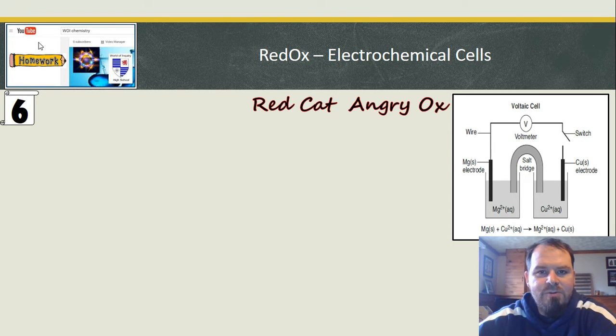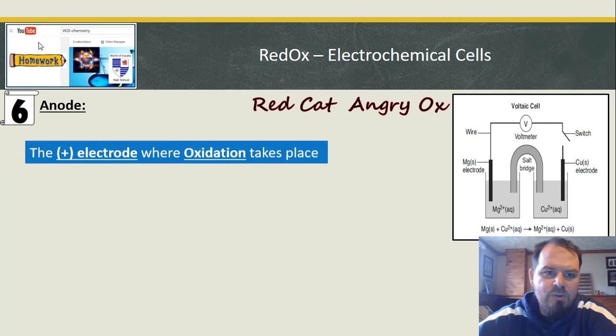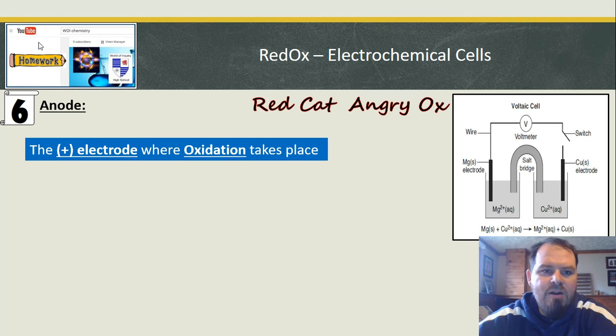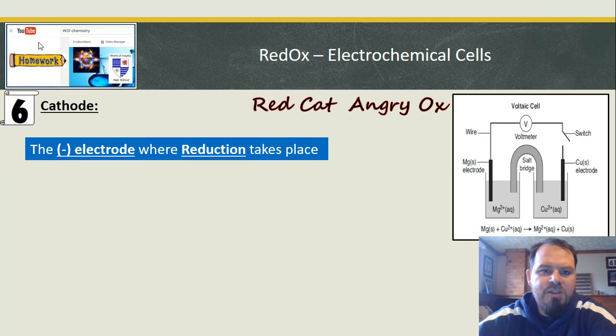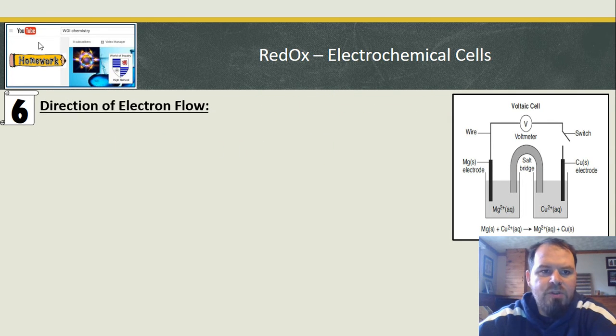So this is what we use. We use a red cat, angry ox, because the anode, angry, goes with oxidation. Anode is where the oxidation takes place, and it's the positive electrode where oxidation takes place. Stuff you've got to memorize. Okay, now we'll get into red cat. The cathode is where reduction takes place. So this is the acronym we use to keep this straight. The cathode is the negative electrode where reduction is going to take place. So red cat: reduction, cathode. Red cat, angry ox. That's how we remember which goes where.